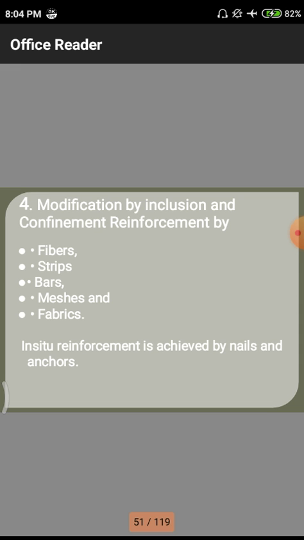All those are modification. That means from a small quantity of modification, we need to apply some small forces or small values to the entire structure, so that the modification will occur. So these five are the modification materials used in different kinds of structures. In situ reinforcement is achieved by nails and anchors.